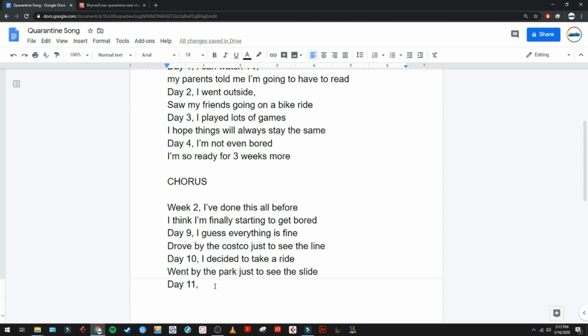Week two, I've done this all before. I think I'm finally starting to get bored. Day nine, I guess everything is fine. Drove by the Costco just to see the line. Day 10, I decided to take a ride. Went by the park just to see the slide.